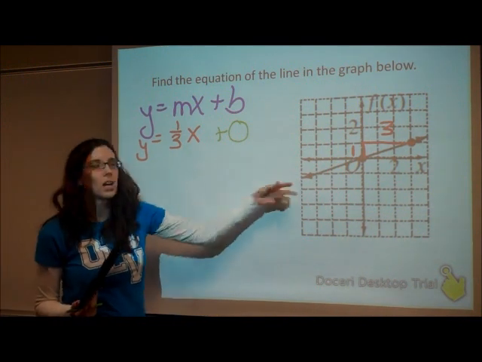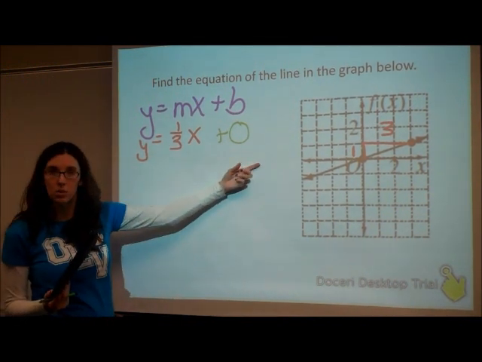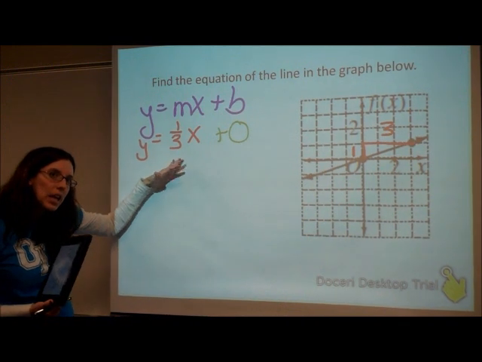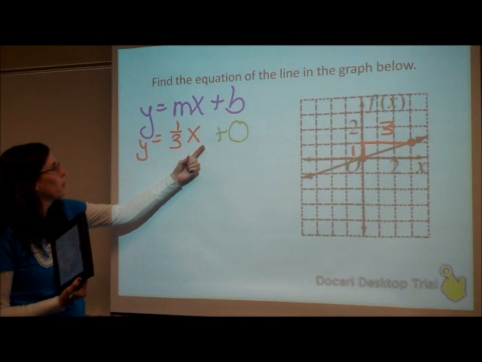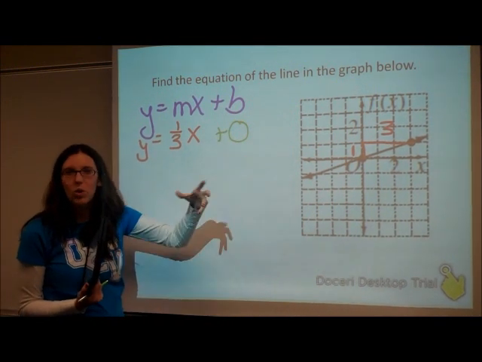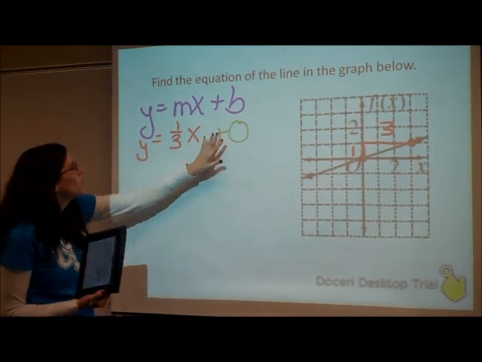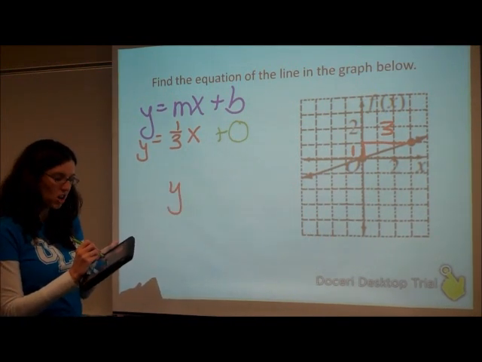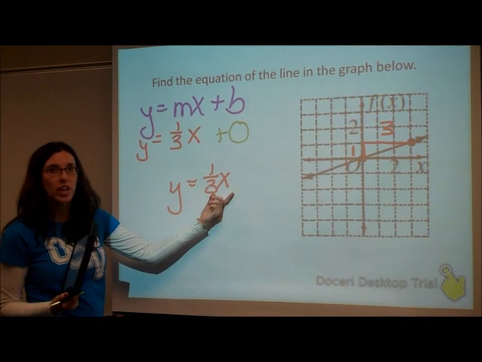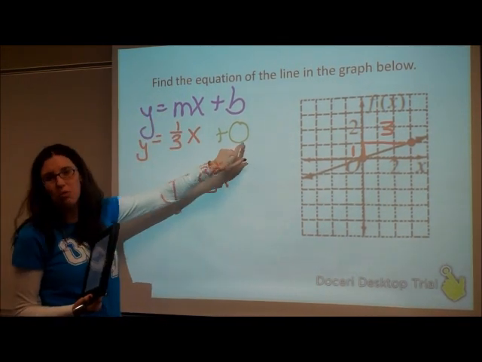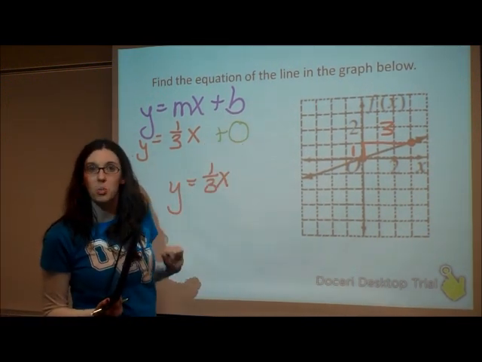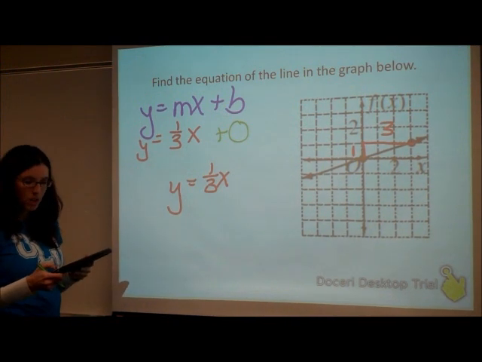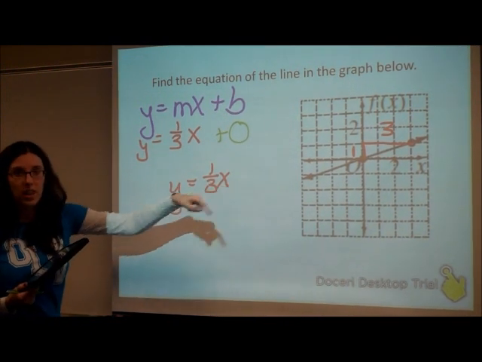So the equation for this line is y equals 1/3 x plus 0. Now, technically, this isn't incorrect, but it's not the simplest form. Anytime you're adding 0, it does nothing. So really, I would prefer that you write this as y equals 1/3 x, but if it's asking for slope-intercept form, you may want to go ahead and put that in there to show that you do recognize that 0 is your y-intercept. Okay? But either one of these would give you that line.